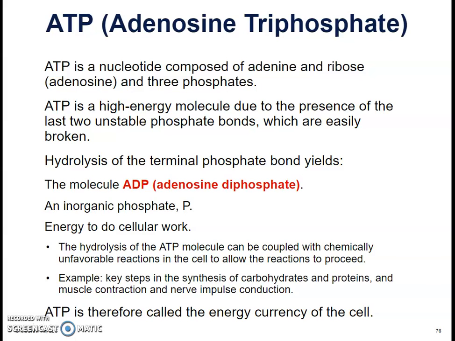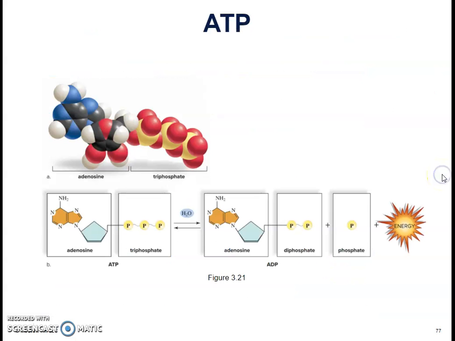The hydrolysis of the ATP molecule can be coupled with chemically unfavorable reactions in the cell to allow the reactions to proceed. So if the cell needs energy for something, it's going to go get an ATP molecule, it's going to break off a phosphate and use that energy the way that it needs to. Key steps in the synthesis of carbohydrates and proteins use ATP, as does muscle contraction and nerve impulse conduction. Because ATP is used in all of these ways for energy production, it is called the energy currency of the cell. So here's what an ATP molecule looks like.